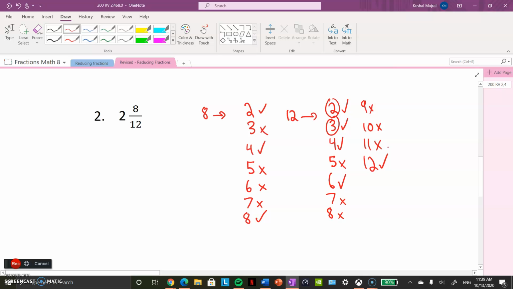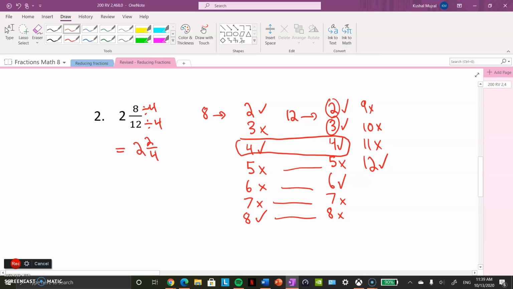Okay, so let's see the greatest number that both of these are divisible by. So, not 8, not 7, not 6, not 5. Oh, look. 4 goes into both 8 and 12. So we can divide the top by 4 and the bottom by 4. So we get 2 over 3, because 8 divided by 4 is 2, and 12 divided by 4 is 3. So it's 2 over 3. That's our answer.